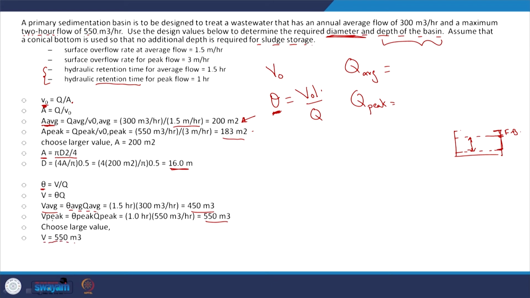I have the volume, and I have the area, and now I can calculate the height. So I am now able to calculate both the diameter and the relevant height of my sedimentation tank.